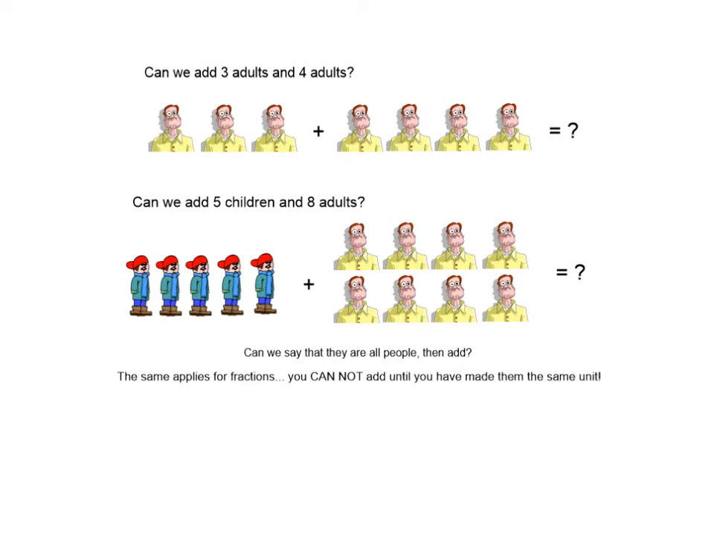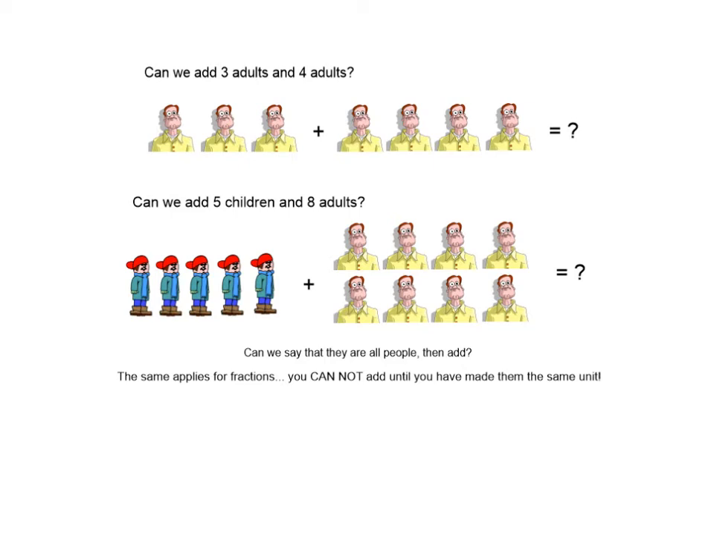So what do we have to do in order to add 5 children and 8 adults? We have to find a common unit. So what is every child and what is all adults? They're all humans. They're all people. You could use that as your common unit. So 5 plus 8 is 13. So we have 13 people. 5 children plus 8 adults equals 13 people. This is the same as what will happen in fractions. You have to find a common unit before you can add.